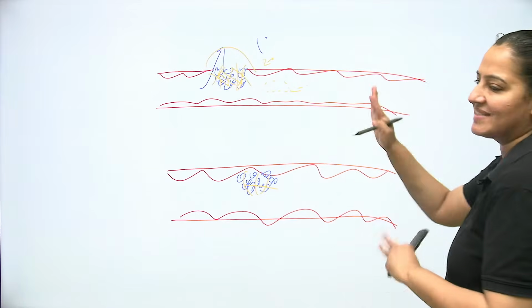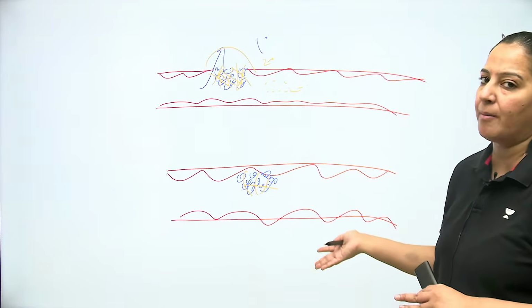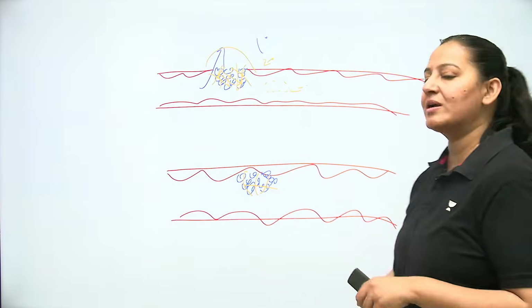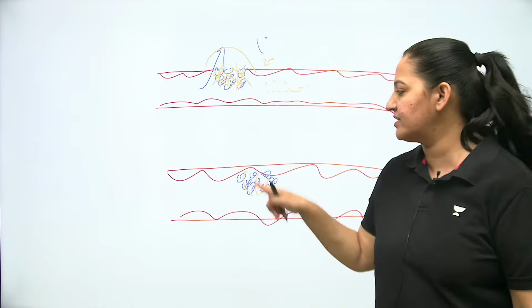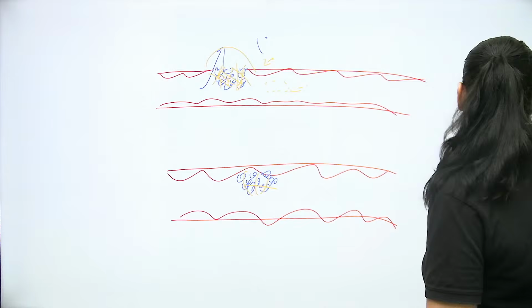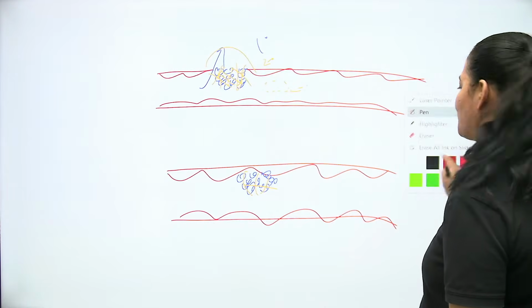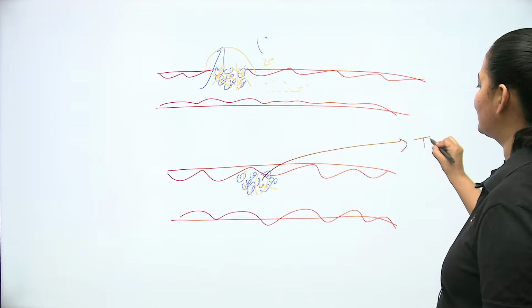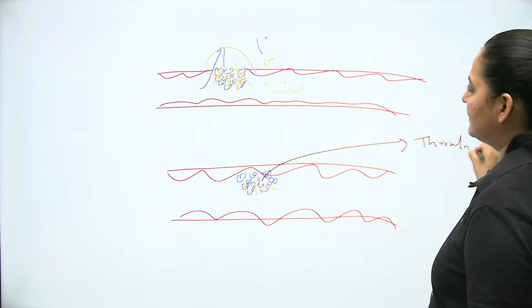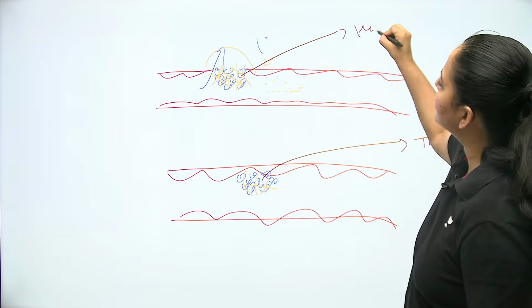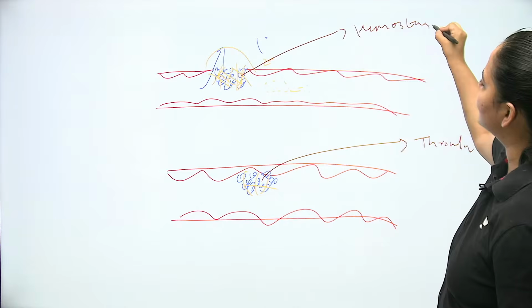So the mechanism is exactly the same. First a primary clot is formed, made up of platelets. Then a secondary clot is formed, made up of fibrin. But the only difference is that it is without injury. So it is without injury and it is known as thrombus. So this is known as thrombus and this is known as hemostasis. You got my point?